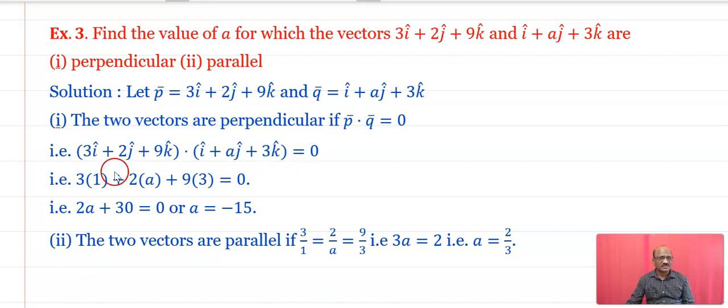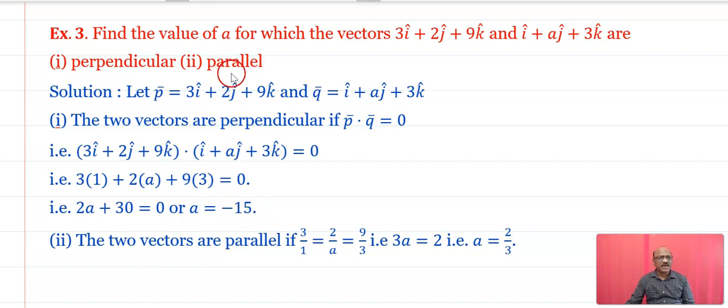In the dot product, i dot i, that is 3 into 1, then you will get 2 into a, then 9 into 3, equals 0. Therefore, the i dot j, j dot k cross terms will be zero. Now, 1 into 3 is 3, 9 into 3 is 27, 27 plus 3 is 30, and 2 into a is 2a, so 2a plus 30 equals 0. And therefore a equals minus 15.